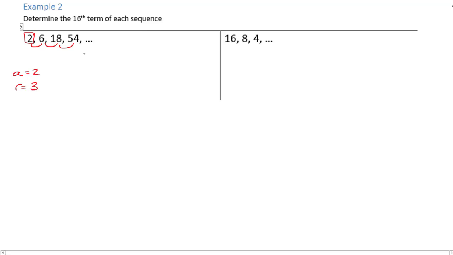So let's write out our formula. Tn equals a r to the power of n minus 1. So any term is equal to 2 times 3 to the power of the term number, subtract 1 from it. All right, so this says find the 16th term.